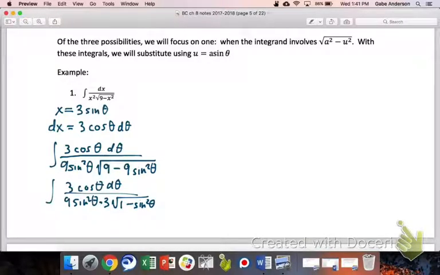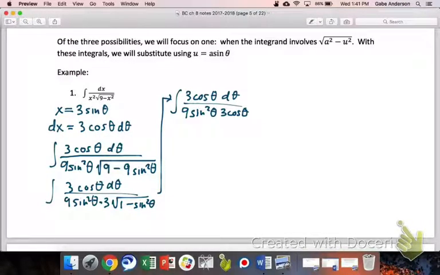Isn't that the Pythagorean identity? Isn't that kind of the theme of our day, the Pythagorean identities? 1 minus sine squared. It is the difference of squares, but it's also cosine squared using the Pythagorean identity. And furthermore, what's the square root of cosine squared? Cosine, yeah. So there's more beautiful stuff that's about to happen. 3 cosine of theta d theta, that's in the top. Down below I've still got 9 sine squared of theta, but now it's 3 cosine of theta. Do you see the cancellation? So cosine theta, 3 cancels with cosine theta and 3.